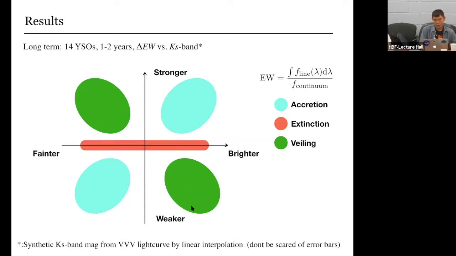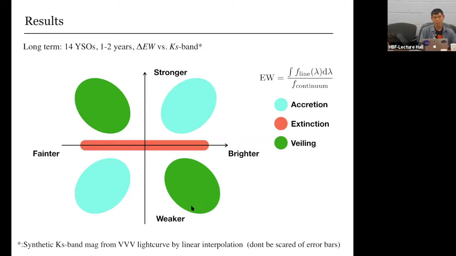And if both the equivalent width and the K-band continuum rise together, this may correlate with very strong accretion events on the star, where the mass accretion rate increases and the strengths of the lines also increase.